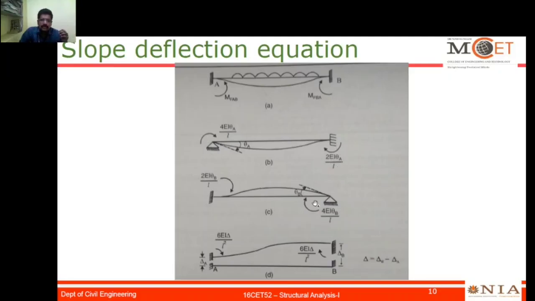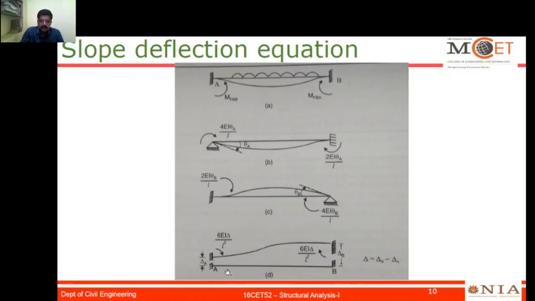So if you see here, we are having a rotation theta B at the point B, then at B we will have the value 4E theta B by L. At A we will have the impact, that is half of this value will come here, that is 2E theta B by L.